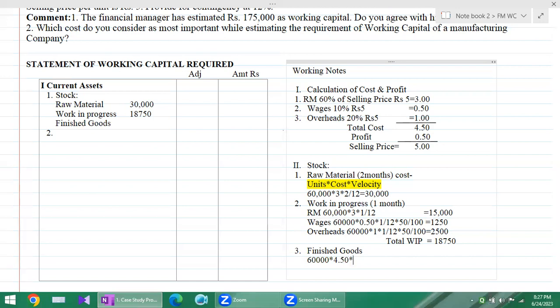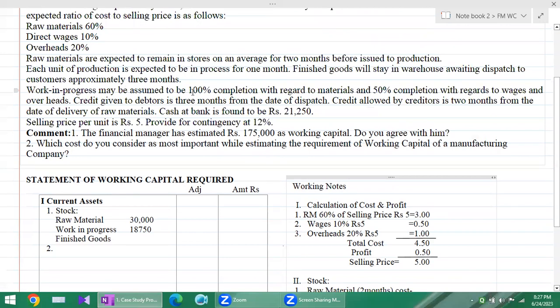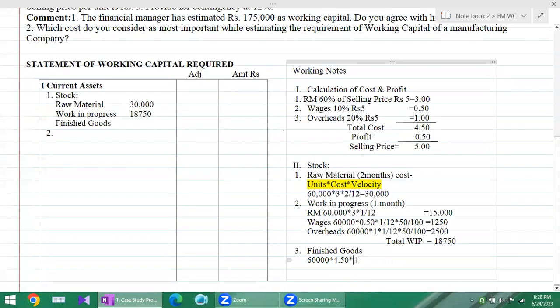And into, what is the velocity? Go to the problem, read it. Work in progress is done. Credit given is done. Credit to debtors, credit allowed to creditors, then the cash at bank, selling price, provide contingencies. Here it is, finished goods. Finished goods stay in the warehouse awaiting to dispatch to customers approximately for 3 months. What is the period here? Velocity is 3 months. Let's begin this. That is 60,000 multiplied by 4.50 into 3. Velocity is how much here? Into bracket, you can write here, that is 3 months.